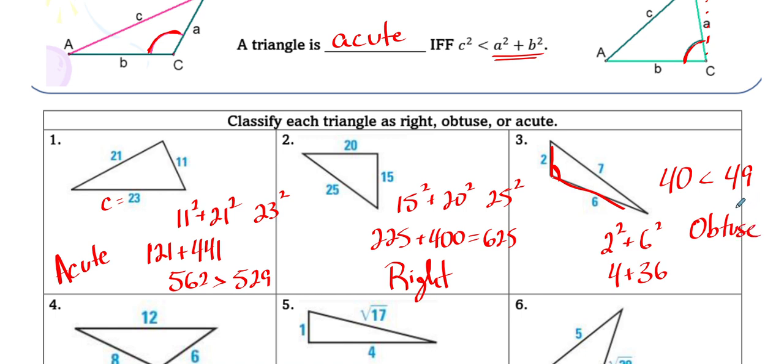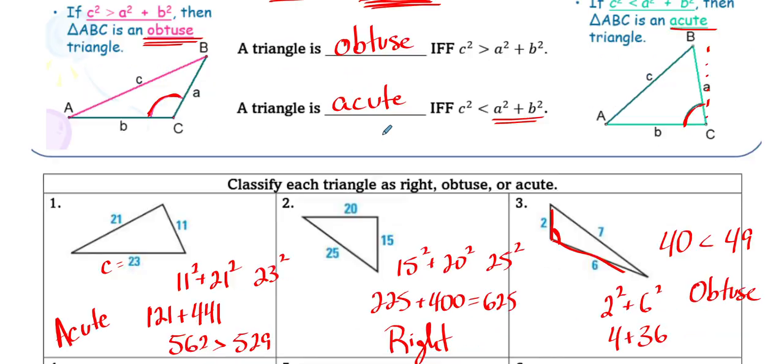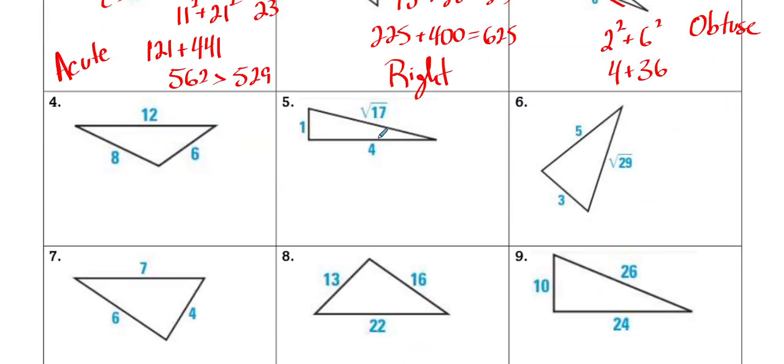So Pythagorean theorem can be used to find a missing side or classify a triangle as a right triangle. Pythagorean inequality theorem can show whether it's an obtuse or an acute triangle. All right, try the rest of this practice on your own.